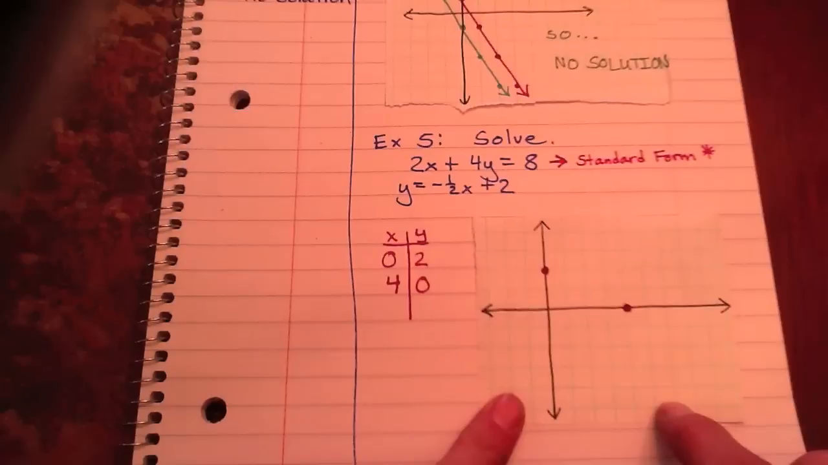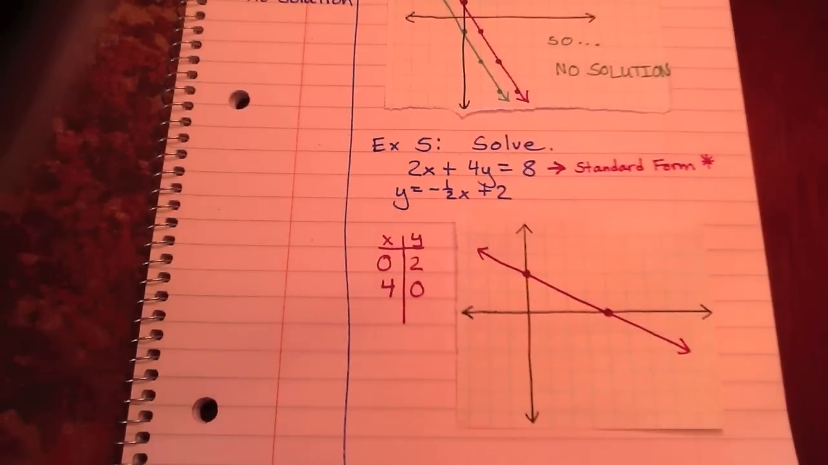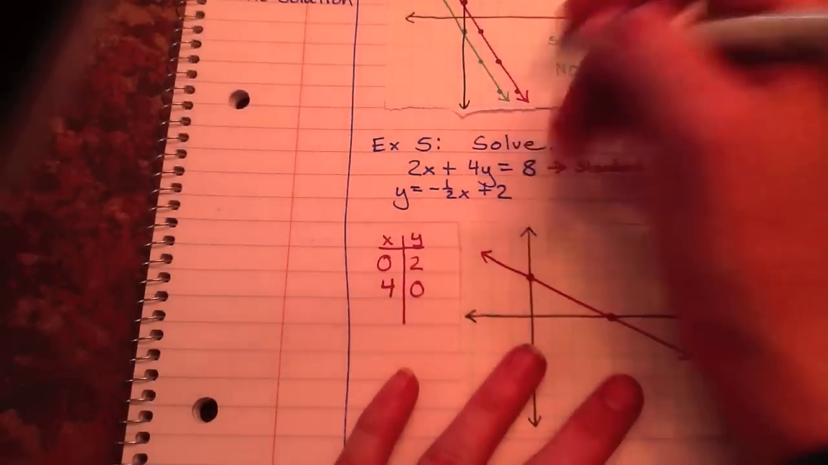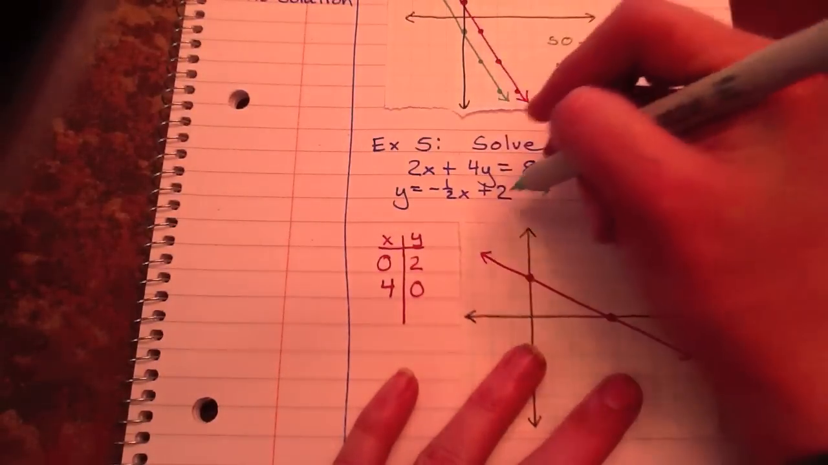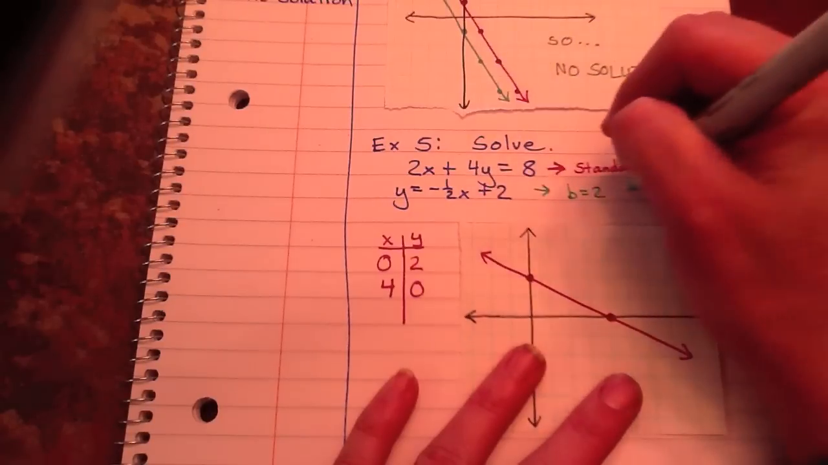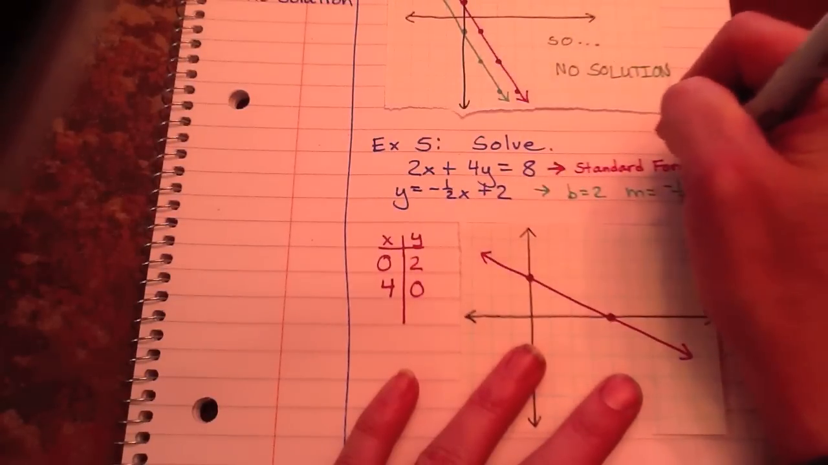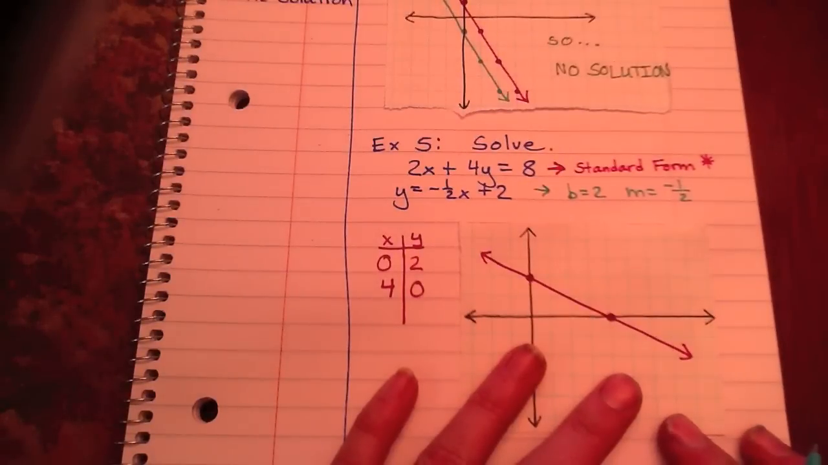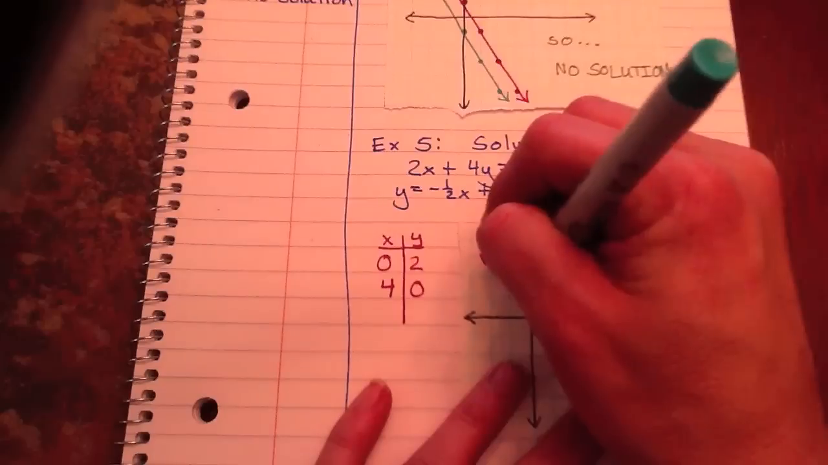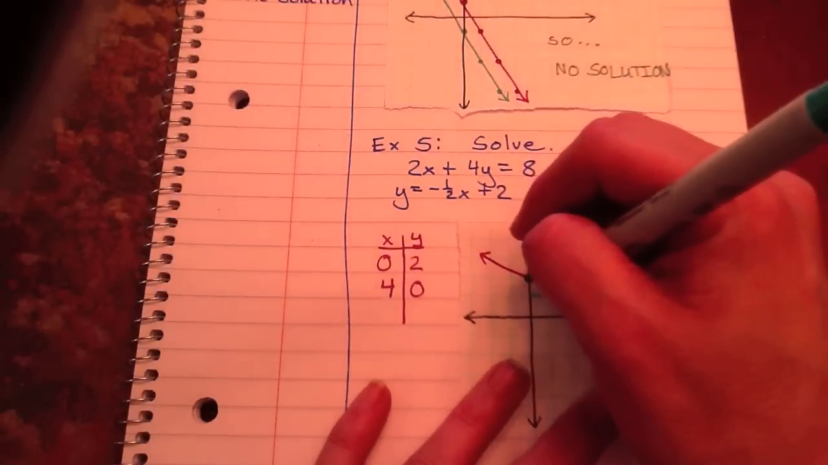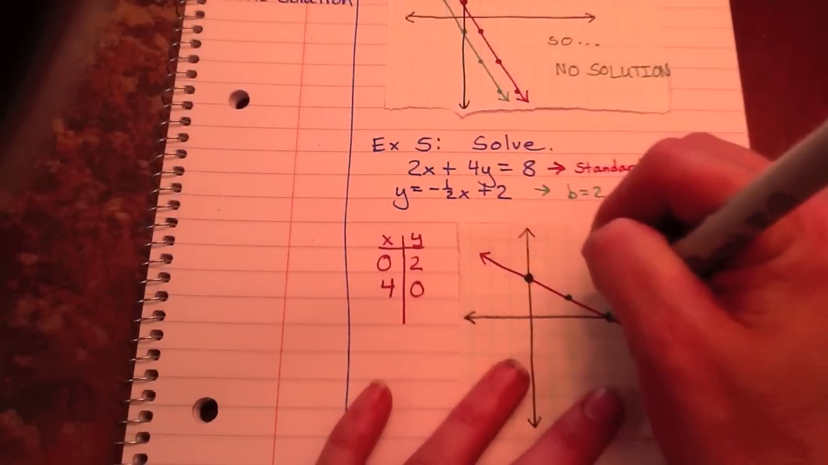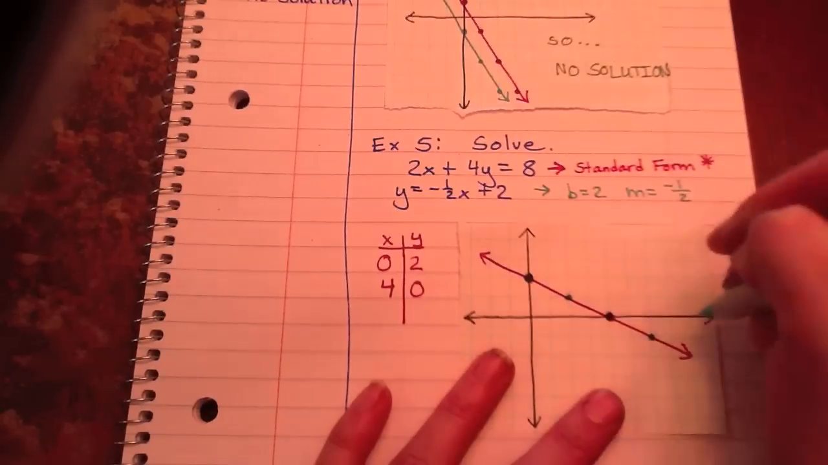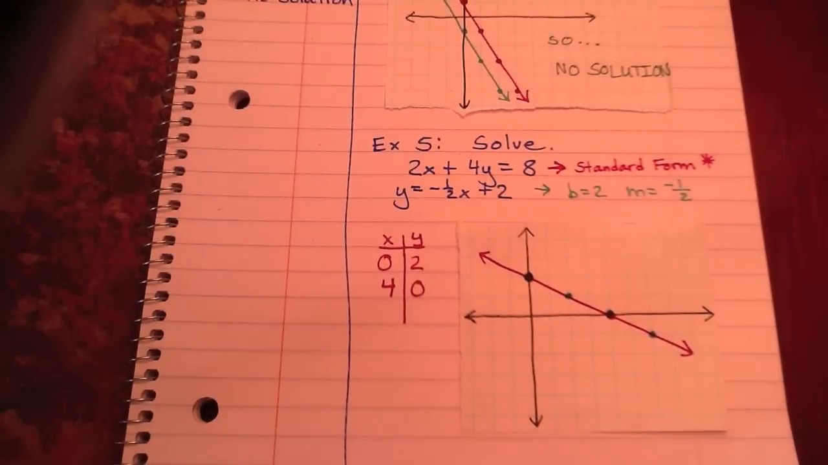Go ahead and hit pause and connect the lines. Hit play when you're ready. So there's our first line graphed. Now we're going to look at the second line. Second line is in slope-intercept form. So we can start at 2, and our slope is down 1, right 2. So we're starting at 2 on the y-intercept, going down 1, right 2, down 1, right 2, down 1, right 2. Hopefully you noticed something that was happening there.